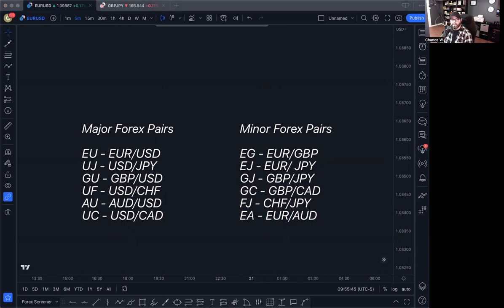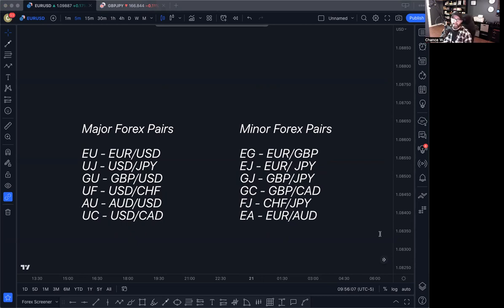The takeaway here is that there are countless Forex pairs, and we haven't even touched the exotics, and I'm not even going to go through them, but there's exotics like the Turkish lira, the Czech koruna, the South African rand, and the Mexican peso. Like, you can get into that.